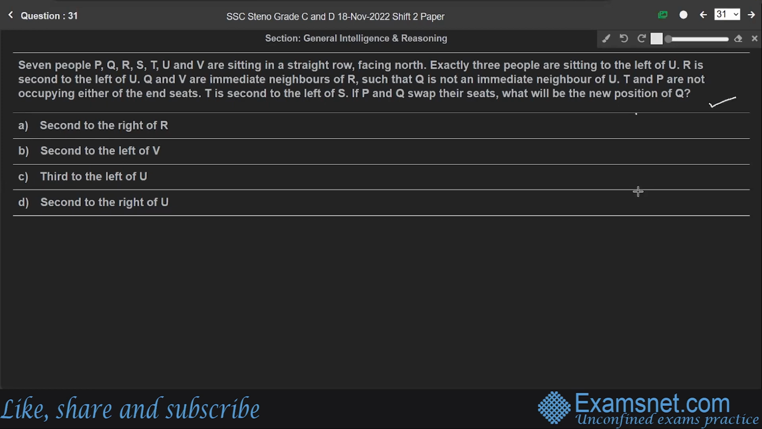Question 31. Seven people P, Q, R, S, T, U, and V are sitting in a straight row facing north. So we'll consider the direction north. Seven people are sitting in a straight line, all facing north. So we'll consider positions 1, 2, 3, 4, 5, 6, and 7. This is the left side and this is the rightmost side.